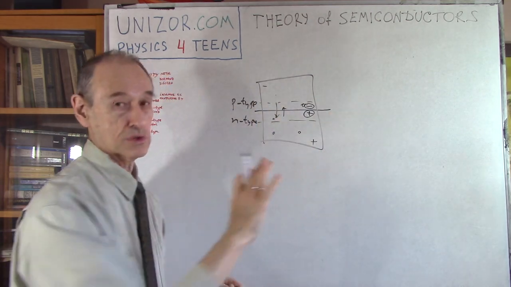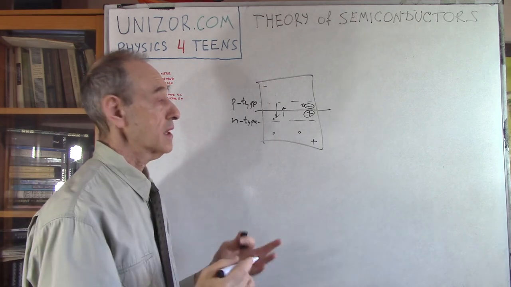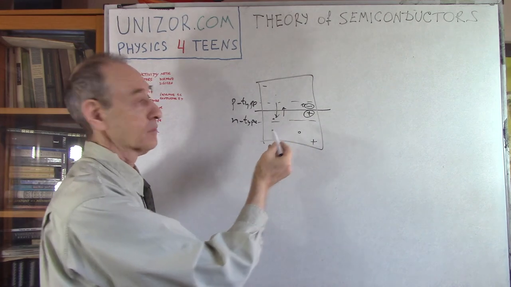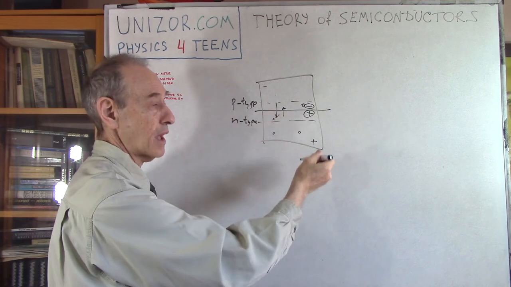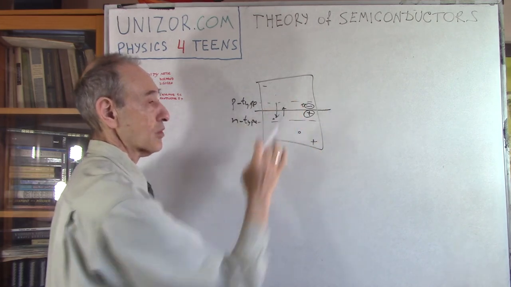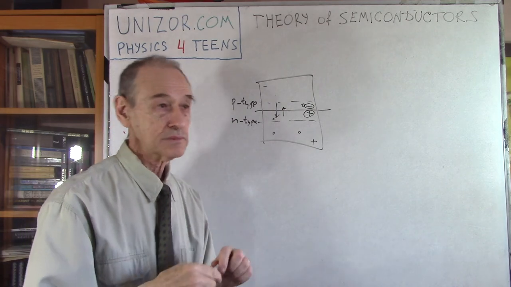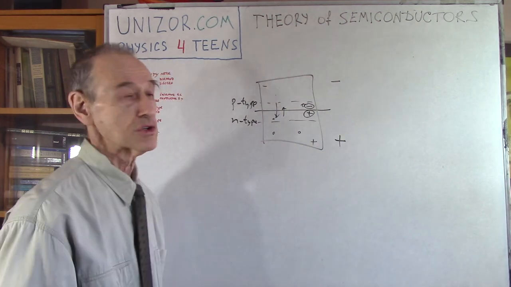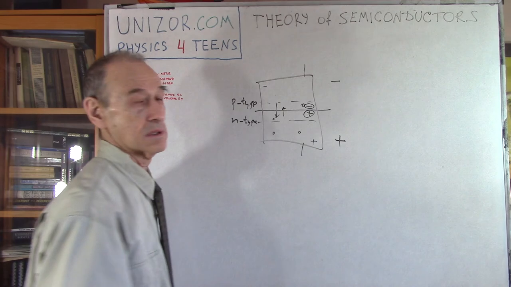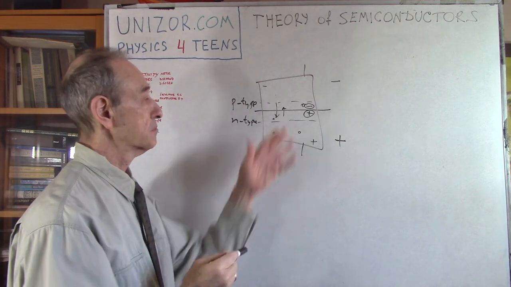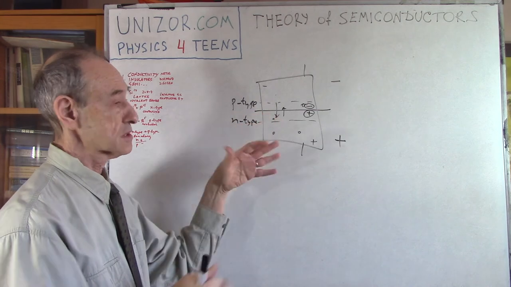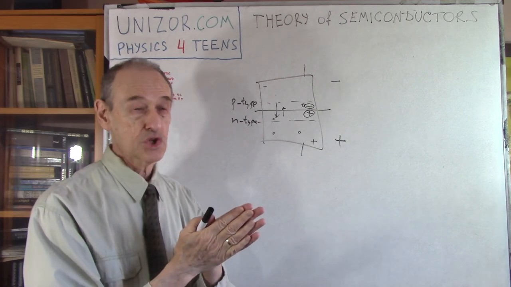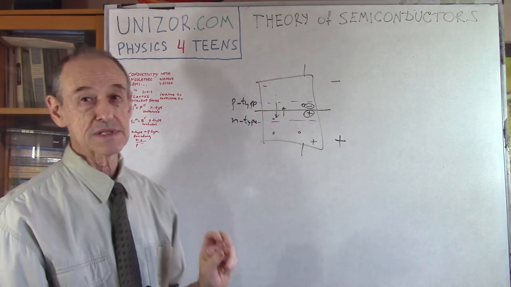They don't go too deep. Why? Because as soon as this becomes negative, it prevents other electrons from going there, because this negative charge will repel other electrons. So this process goes up to a certain extent, which means that there is a certain difference in potential between this place and this place. So these two, n-type and p-type materials, when combined together, that's enough to produce a certain difference in potential.